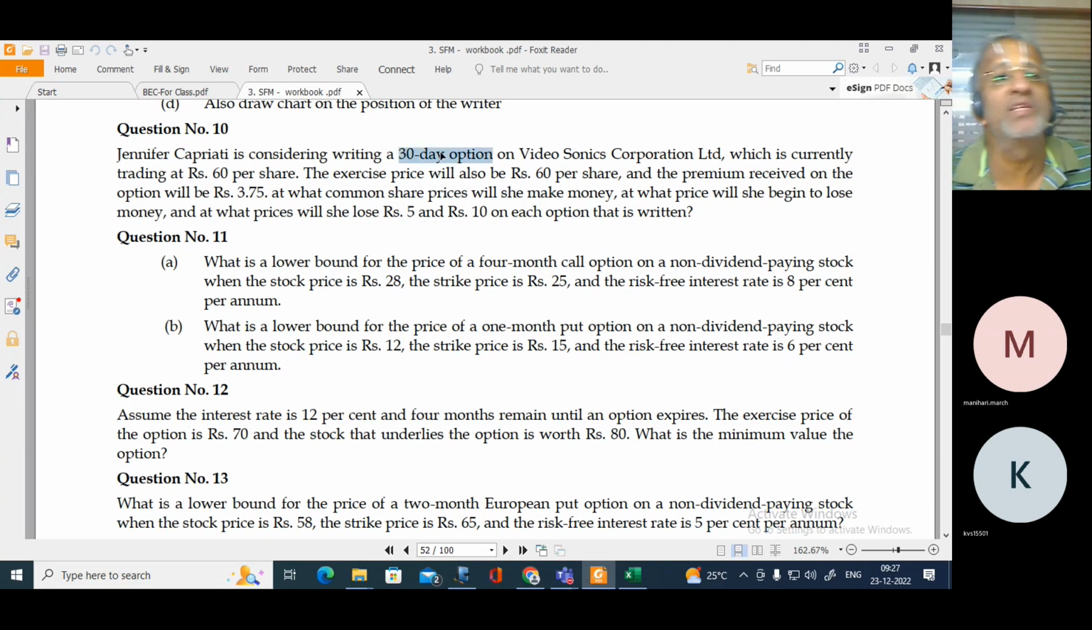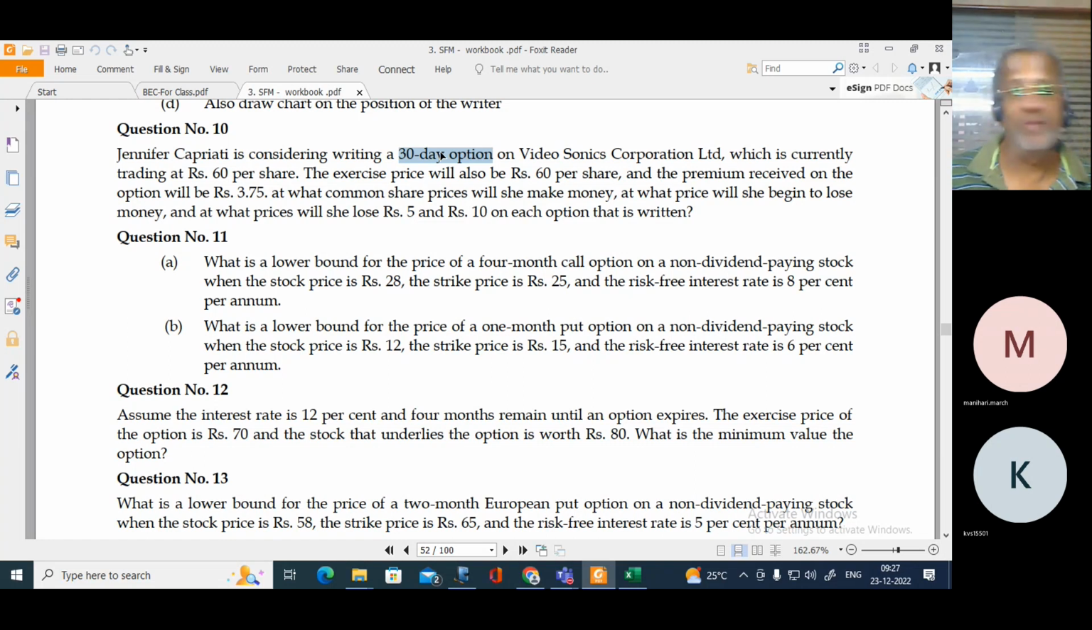What they have given is a 30-day option. They have not mentioned whether it is a call option or a put option. That is a problem. If it is a problem, how do we know it? So the answer is that you don't have to know it. You have to do it twice, one for call option, the other one for put option.